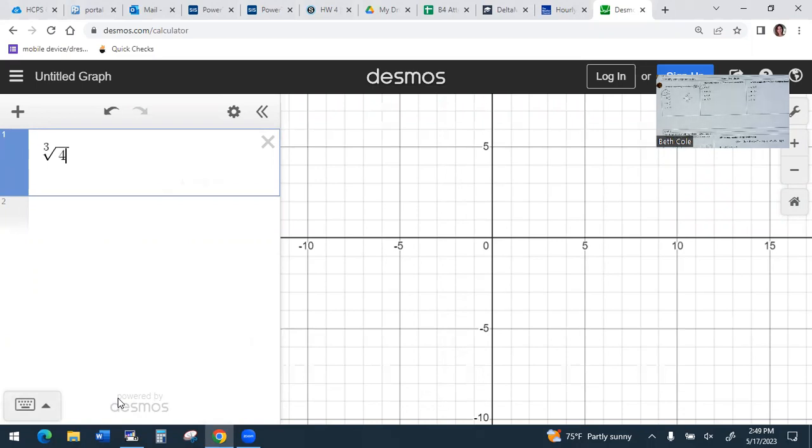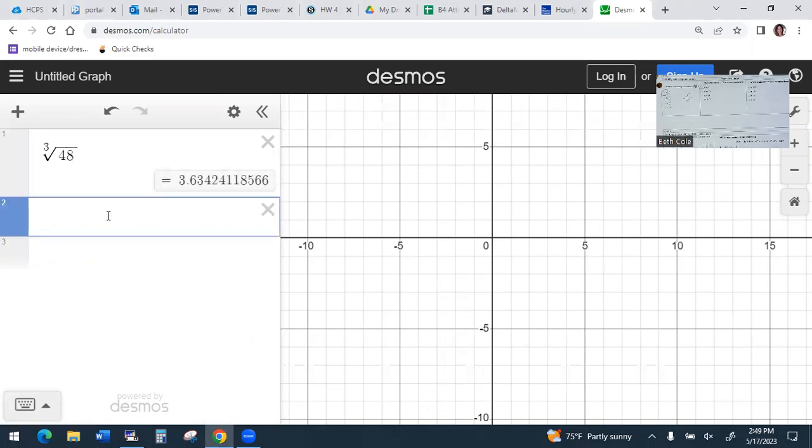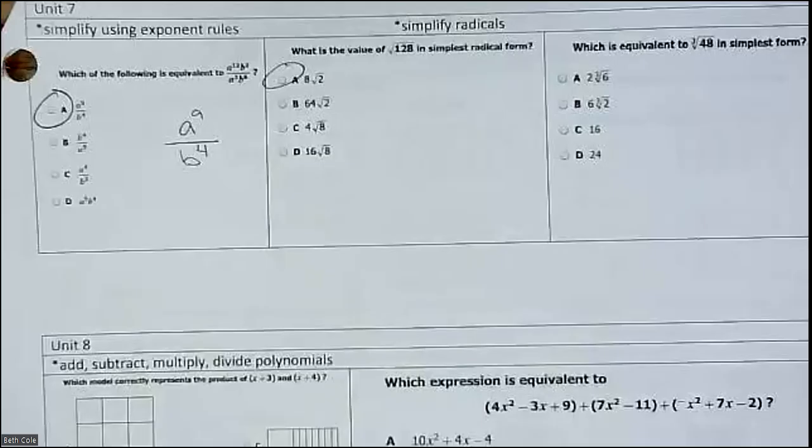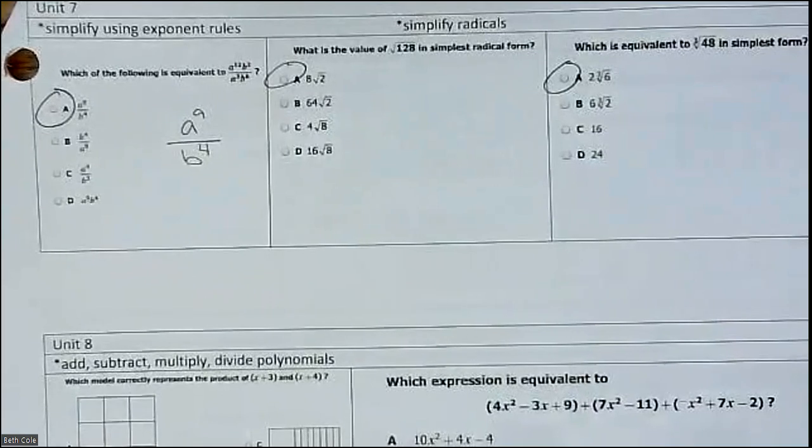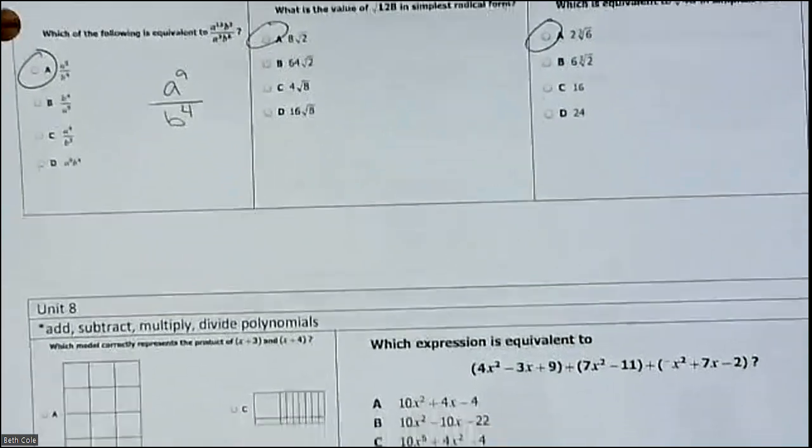All right, so what is that one? 48. We got 3.63, blah, blah, blah. I'm going to type in the first one. 2 cube root of 6. Oh my gosh, it came out to the same thing. So that one's our answer. So we got lucky on both of those that we only had to type the first choice. But there's only 4 choices, so I would use a calculator as much as possible if it was me.